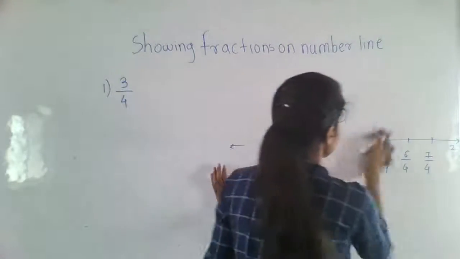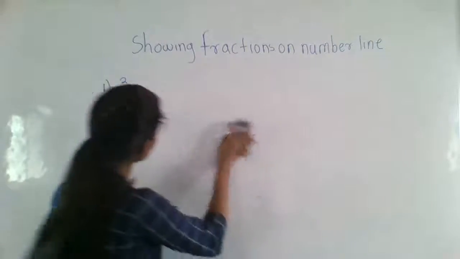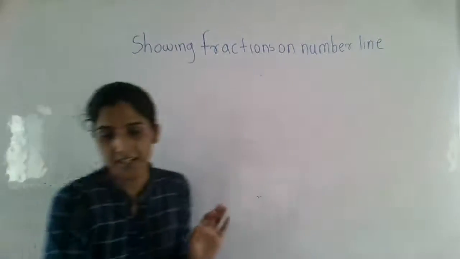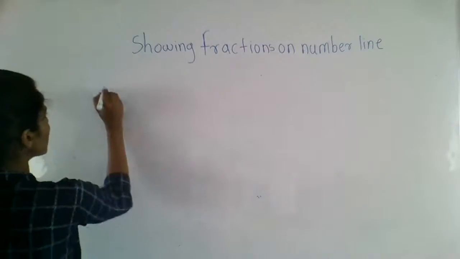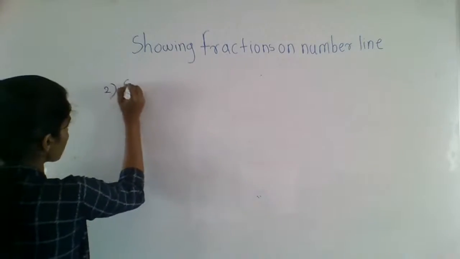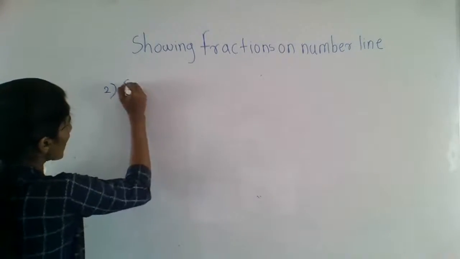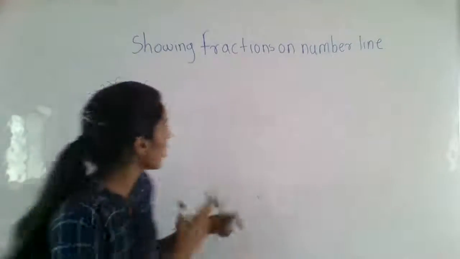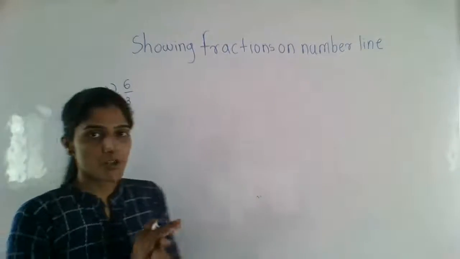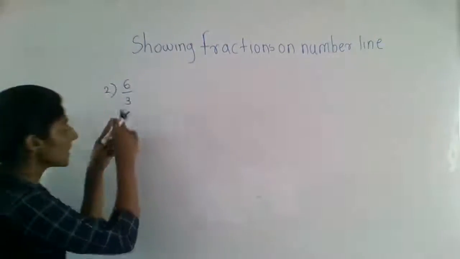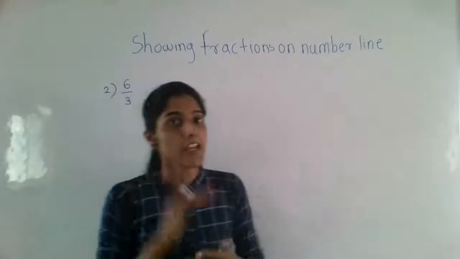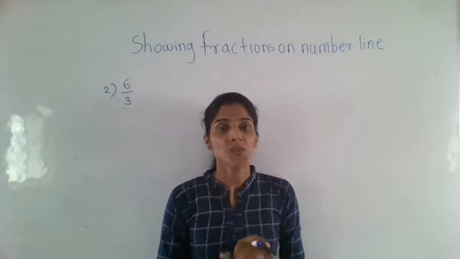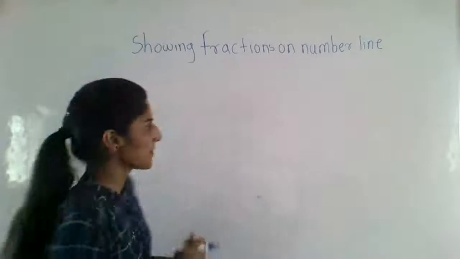Now suppose we take the next example, that is 6 by 3. You can see this is an improper fraction because the value of the numerator is greater than the denominator. Here the denominator is 3. Now divide each unit of the number line into 3 parts.